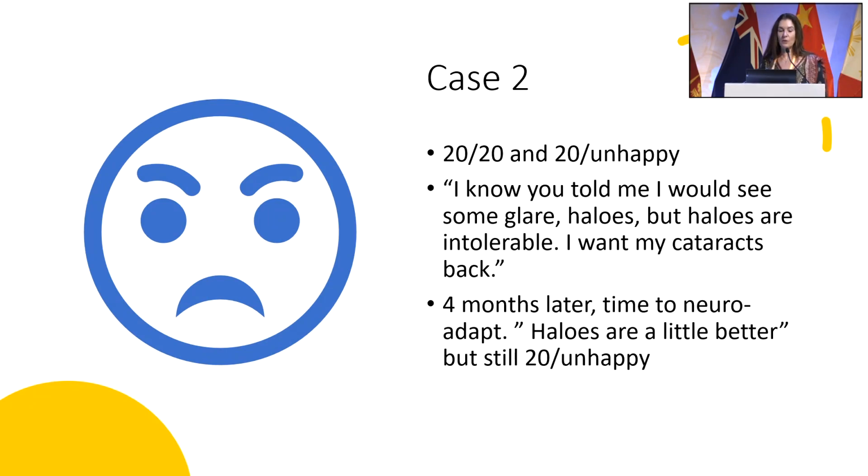She said, I know that you told me I'd see some glare and halos, but I wish the cataracts were back. 4 months later, because of course they always tell you in the sales booths, oh, they just need to neuroadapt. Well, sometimes they do need to neuroadapt, but a lot of times they just don't, and they're just unhappy. So I gave her about 4 months, no neuroadaptation. Yeah, the halos were a little better, but still miserable.